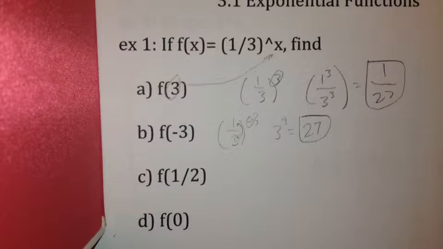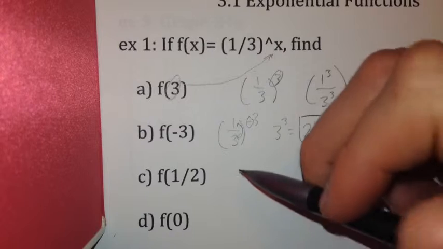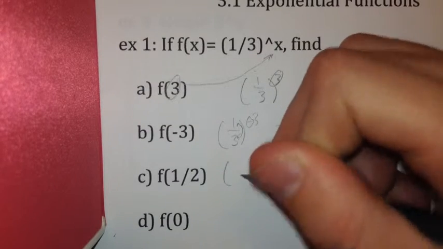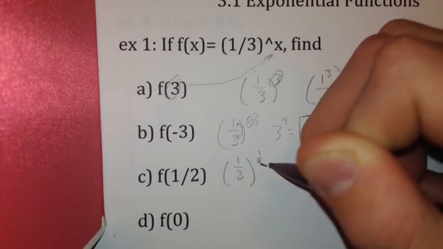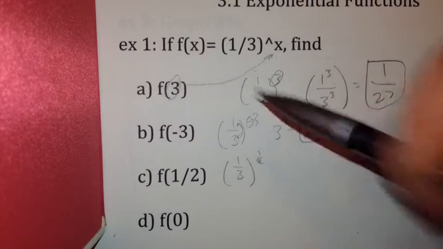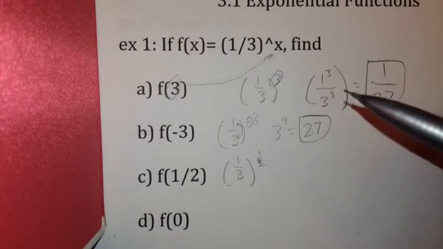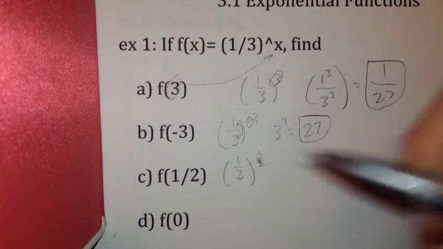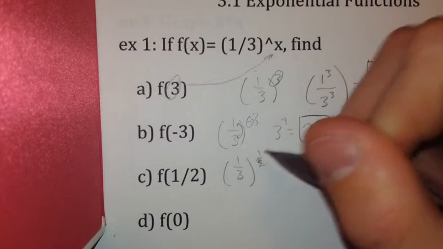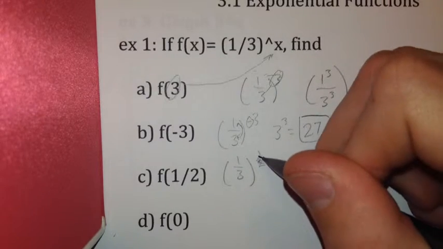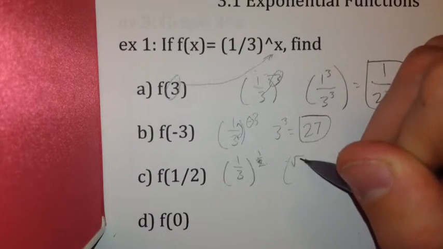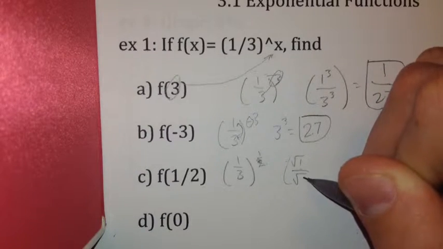So now we have f of 1/2. For f of 1/2, you do the same thing as you did for the other one. So 1 over 3 to the 1/2. This is a square root rather than squared. So basically it's the same as the one up here. You have to do it to both of the numbers. So it'd be square root of 1 over square root of 3.